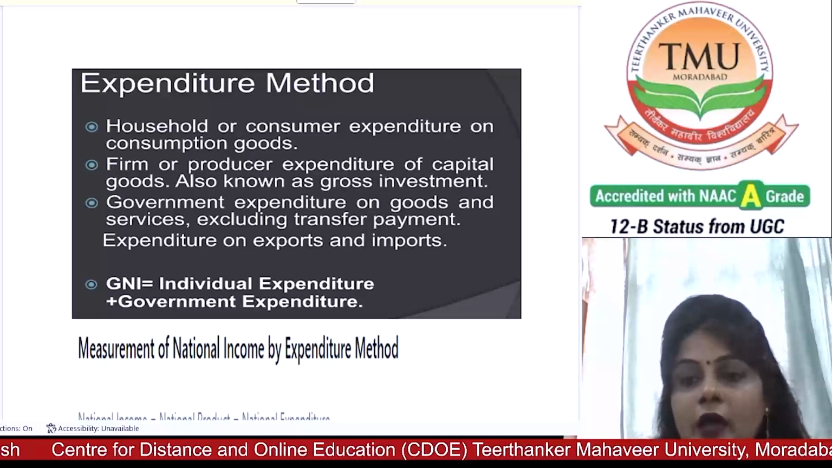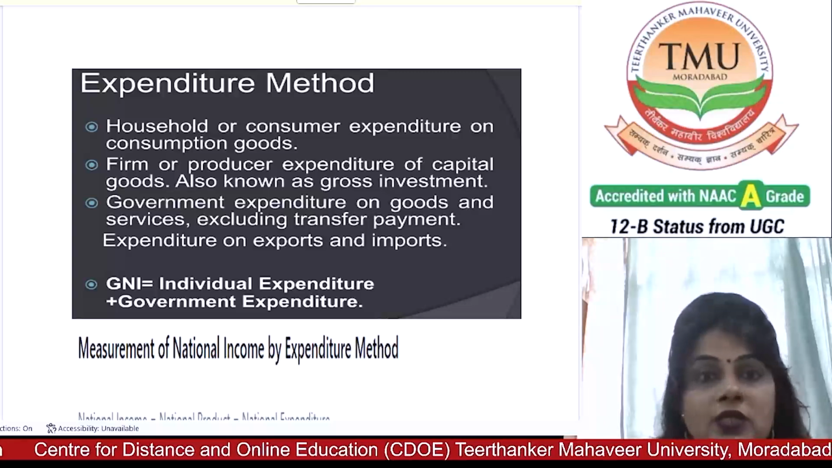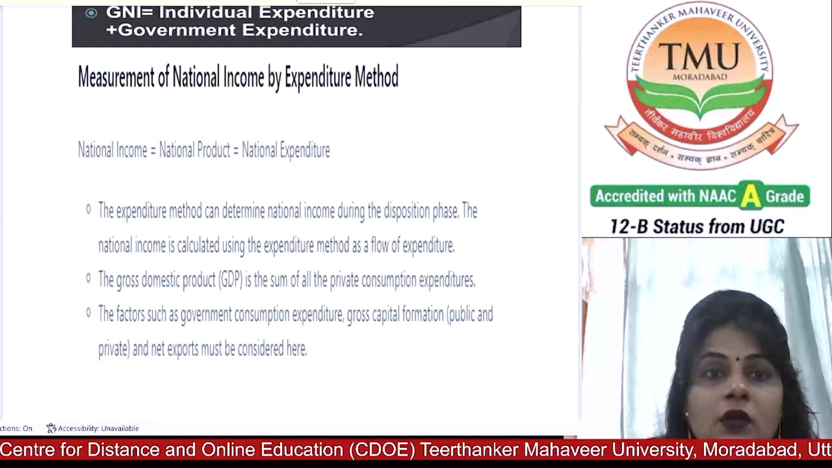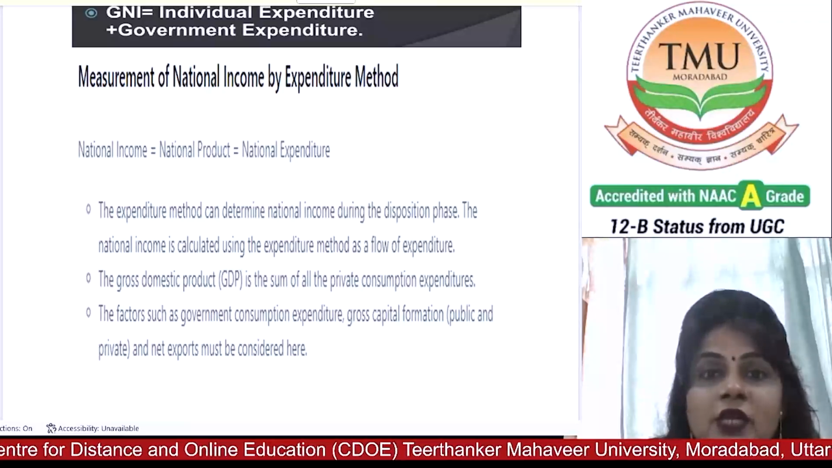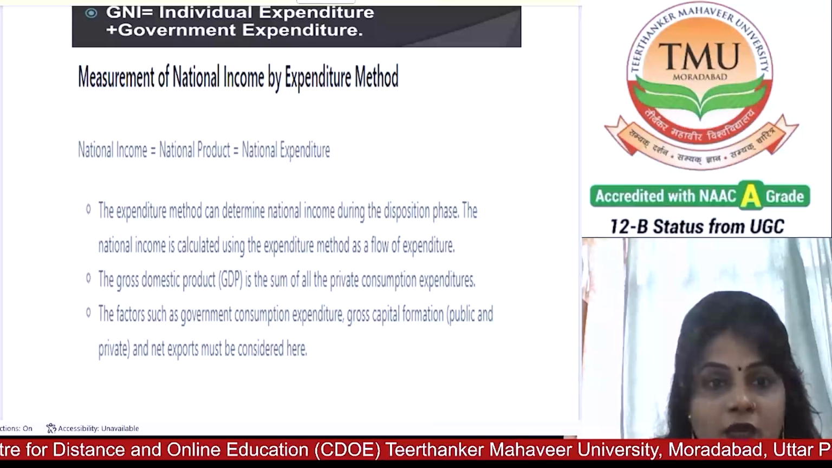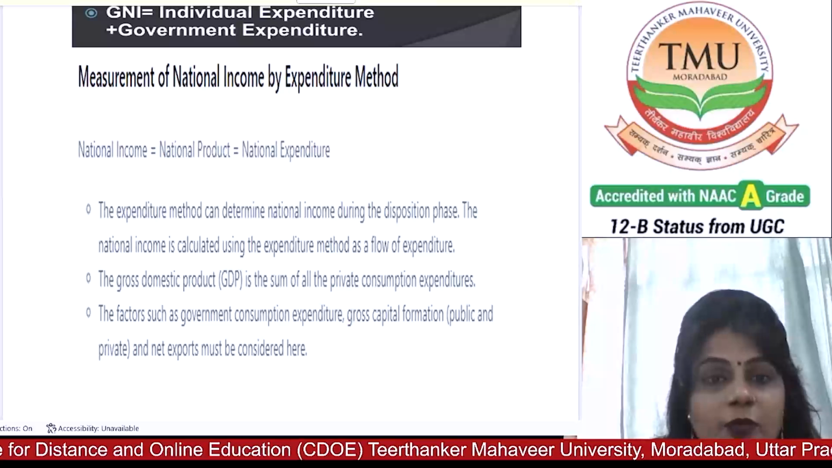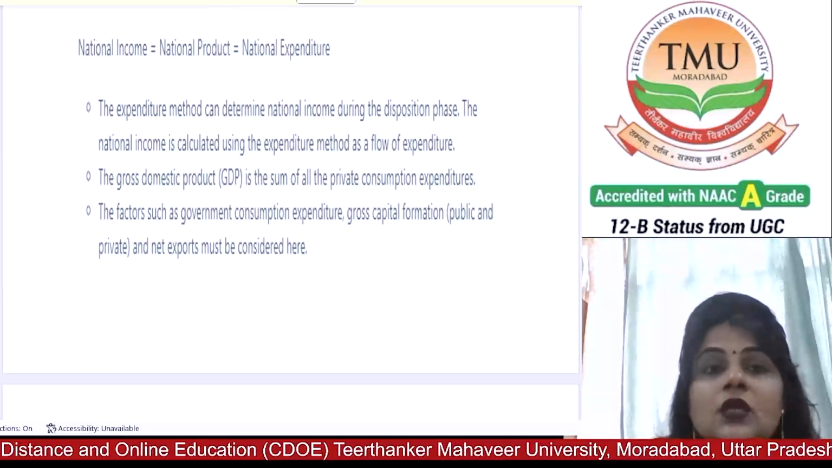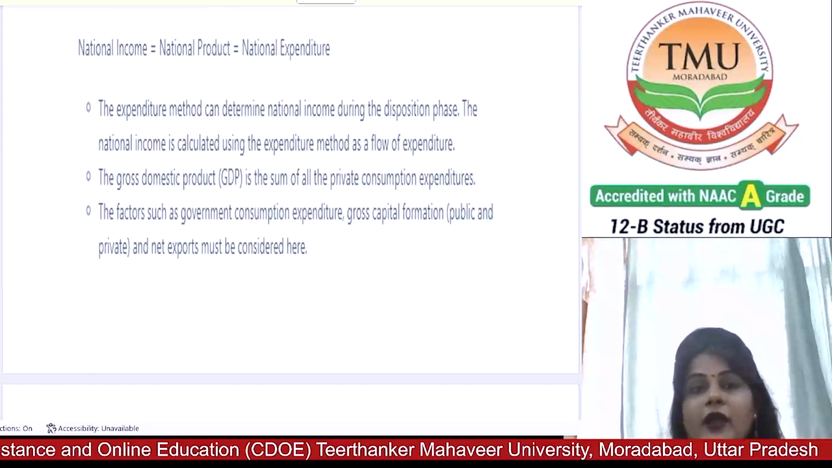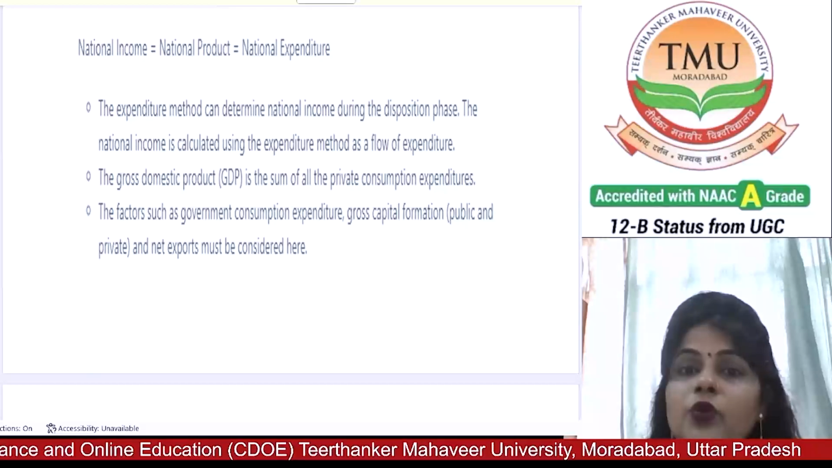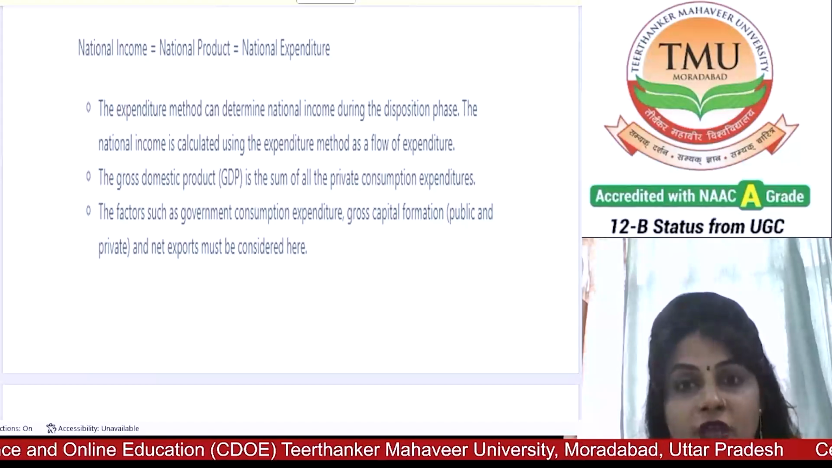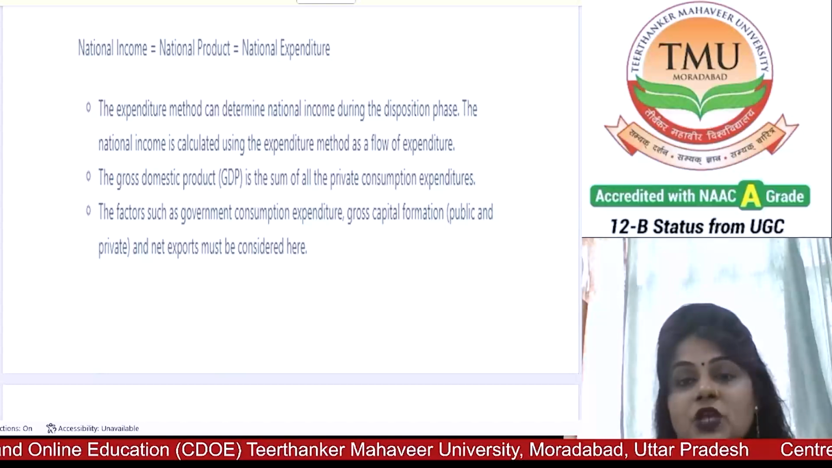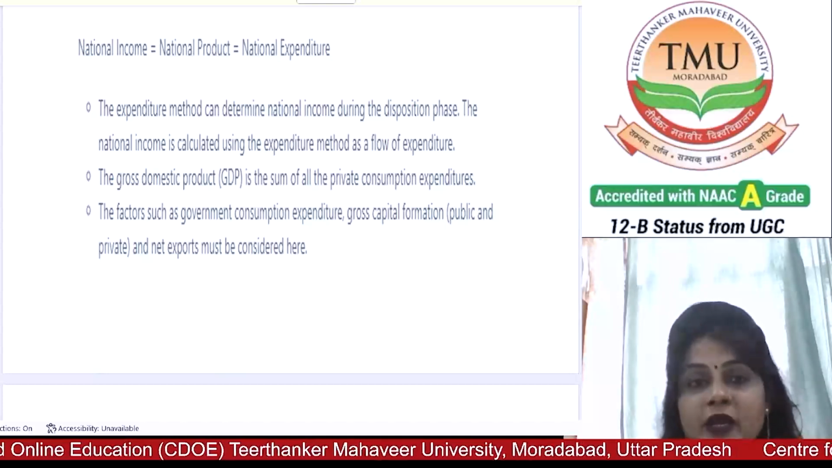So, students, I think you well know what the expenditure method is. As I also gave here, the measurement of national income by the expenditure method: national income is equal to national product is equal to national expenditure. You can say the expenditure method can determine national income during the disposition phase. The national income is calculated using the expenditure method as a flow of expenditure.